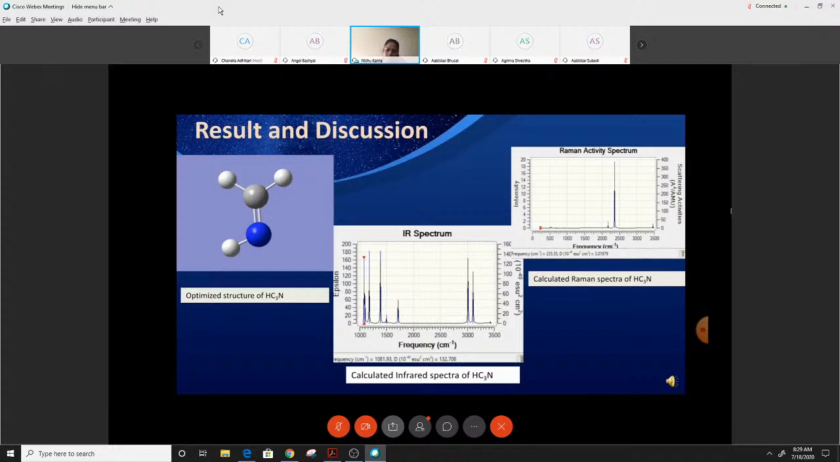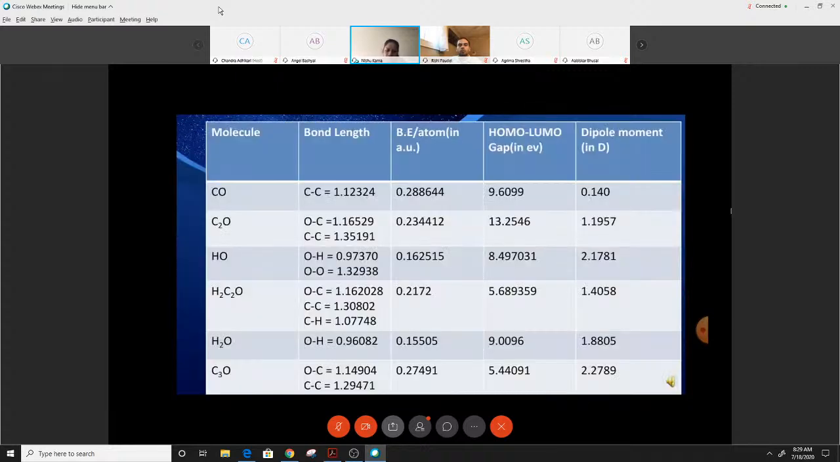As spectroscopy is the study of the interaction between matter and electromagnetic radiation, our major goal is to identify a functional group of a molecule using its spectrum. That is, the calculated infrared spectra of SC3N and the calculated Raman spectra of SC3N. Vibrational assignments of the functional group have been shown. A functional group vibrates in different modes: symmetrical, asymmetrical, scissoring, rocking, wagging, and twisting.